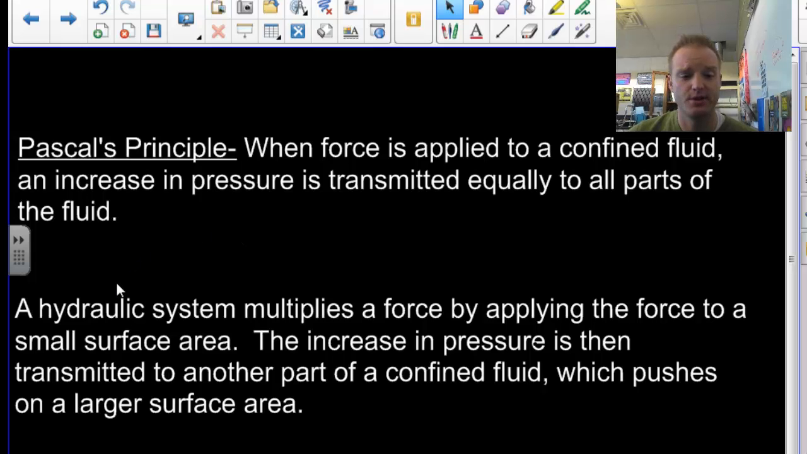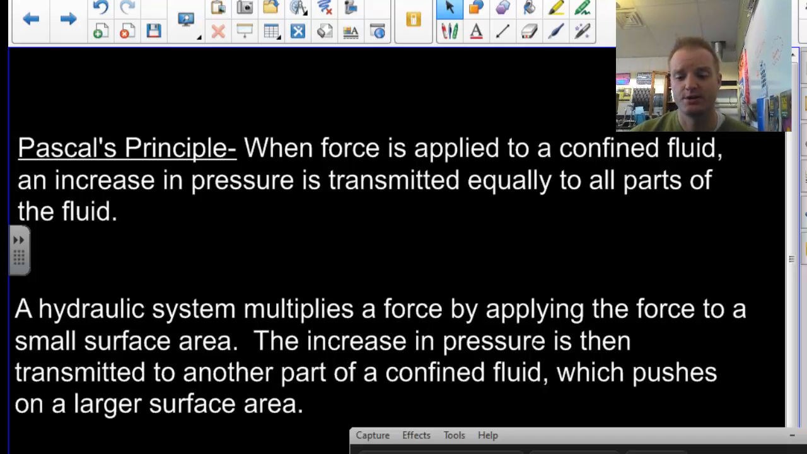And secondly, when that video is done, you'll watch a video on a hydraulic system or a hydraulic device. And hydraulics are everywhere. Think about how we get a car up on a car lift in a mechanic shop. They're really found in a lot of different places. But a hydraulic system multiplies a force by applying the force to a small surface area. The increase in pressure is then transmitted to another part of the confined fluid, which pushes on a larger surface area. And that force is then multiplied to create a greater force on one side than the other. So it's all about using that Pascal's principle, that confined fluid. Now we can use that to increase force. So following my little video lecture here, there's going to be two different videos to watch.